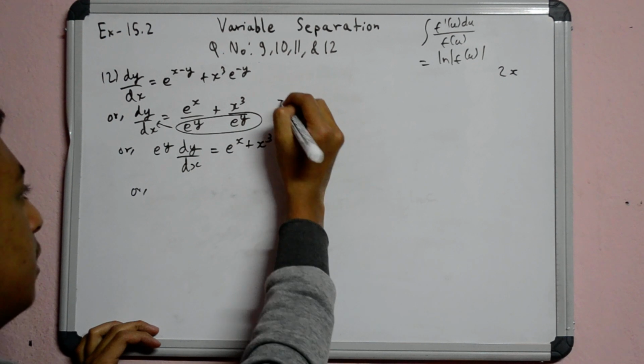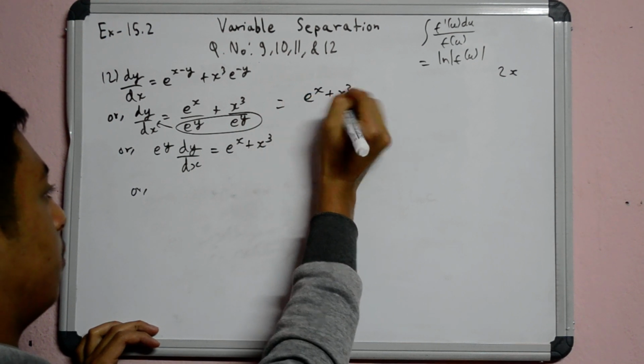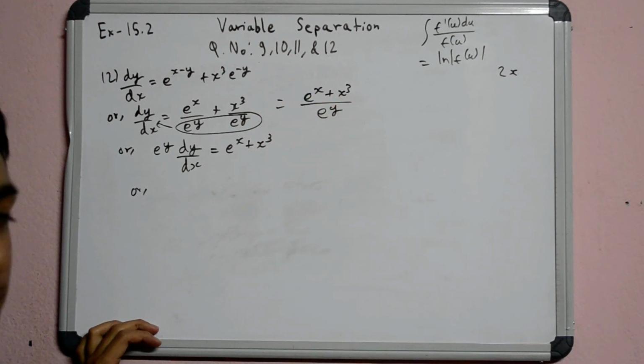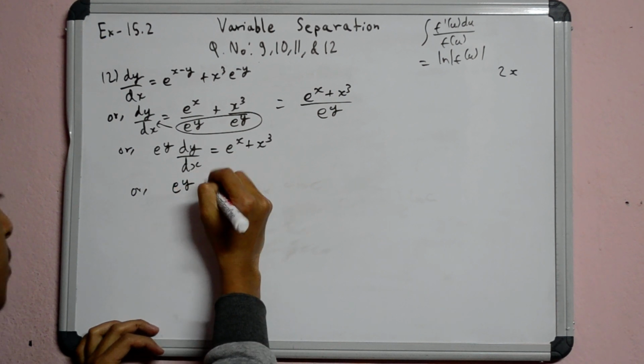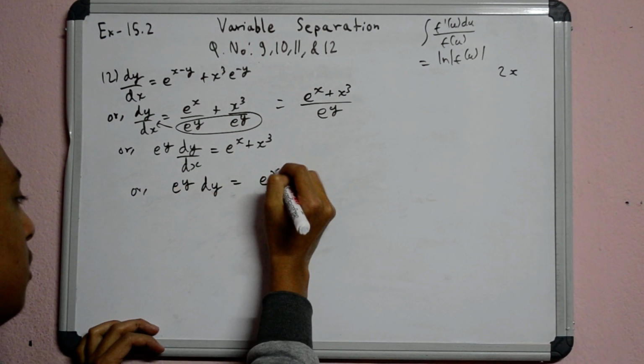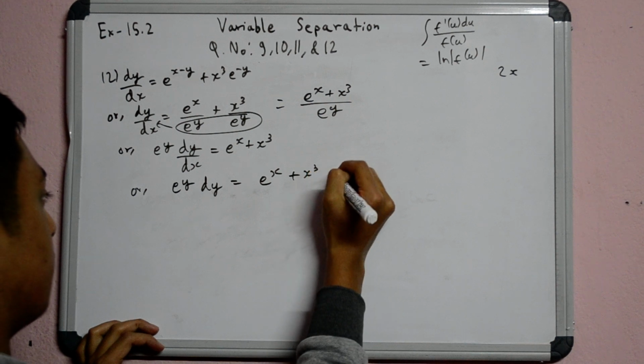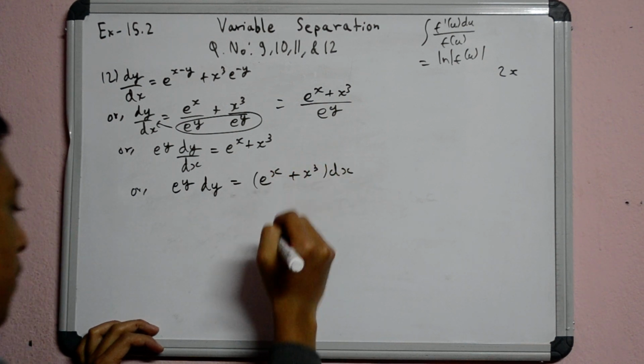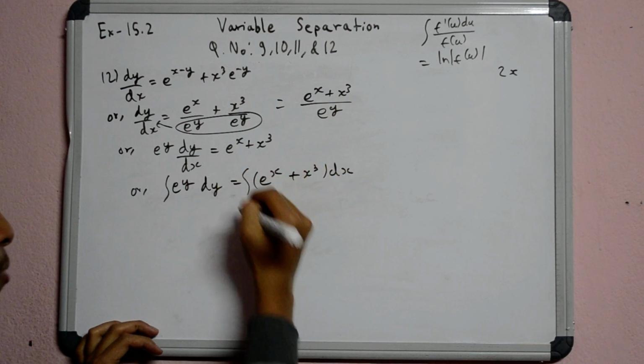If not, this is e to the power x plus x cubed by e to the power y. And here let's just simply separate the dx, or x and y's. And here we have done that, so let's integrate both sides.